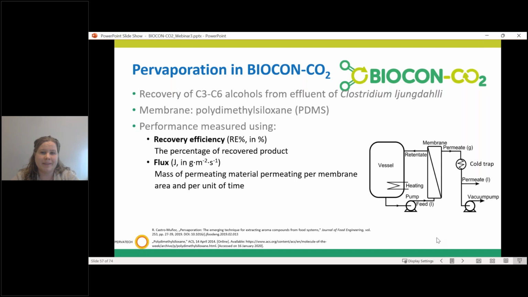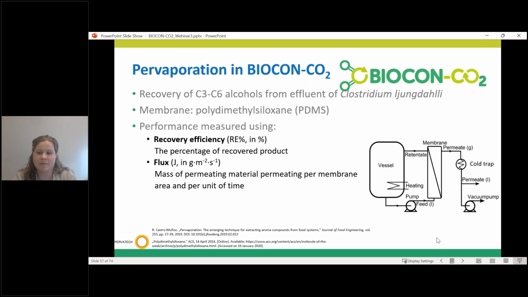So in the BIOCON-CO2 project, pervaporation was used for the recovery of the C3 to C6 alcohols from the effluent of the Clostridium ljungdahlii bacterium. And for this, organophilic pervaporation was used in combination with a PDMS membrane. So over here you can see the schematic overview of the test equipment that was used.